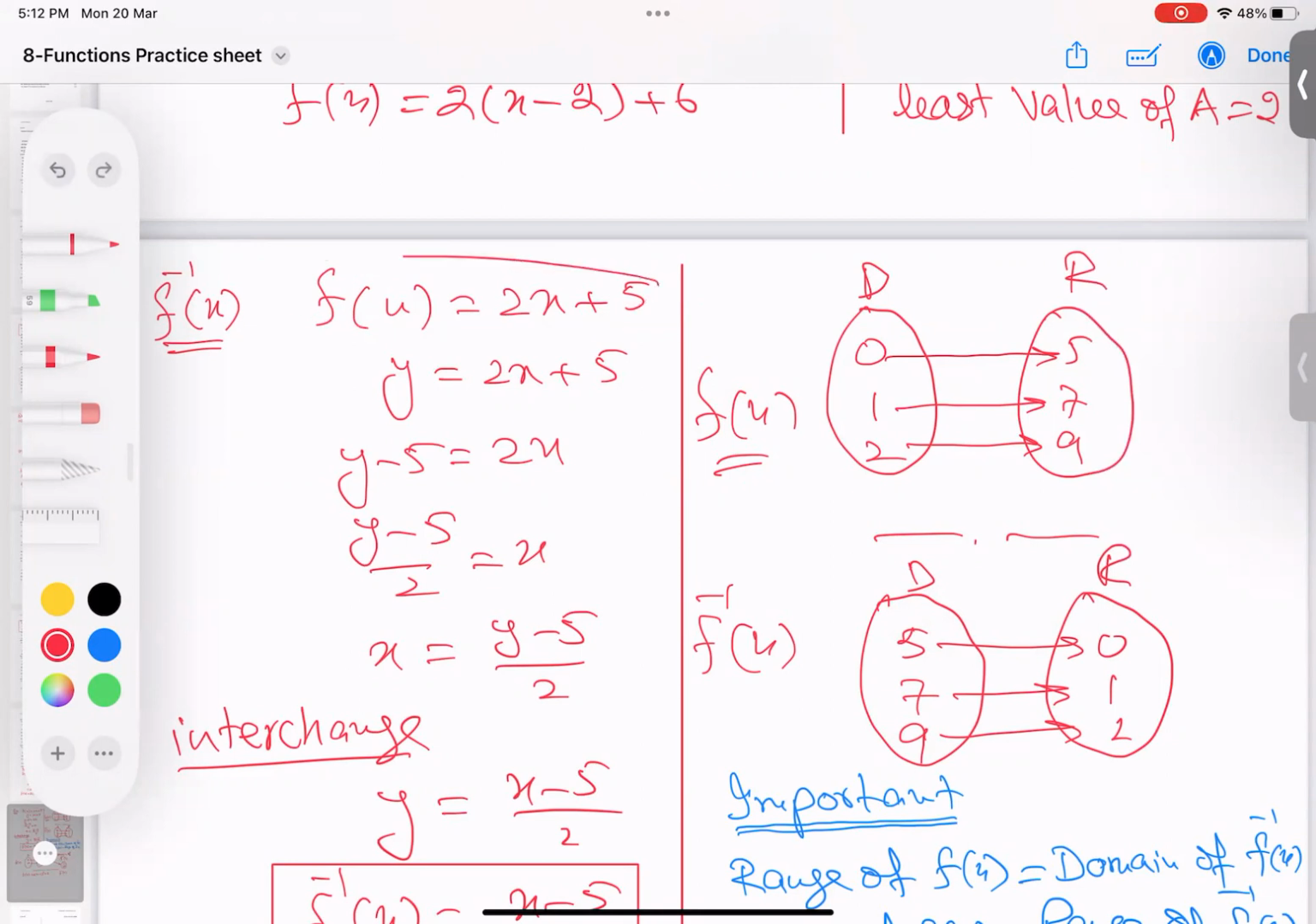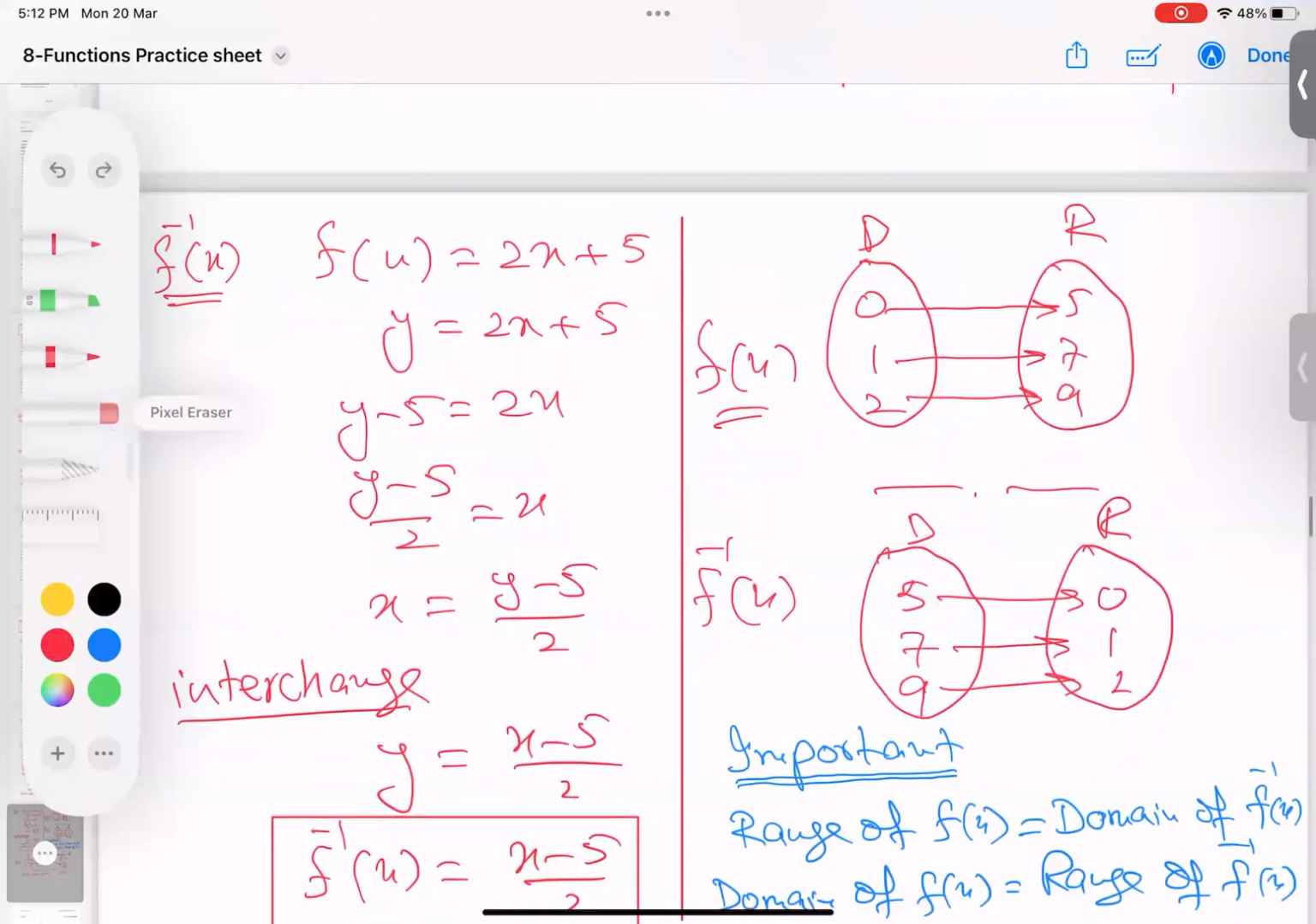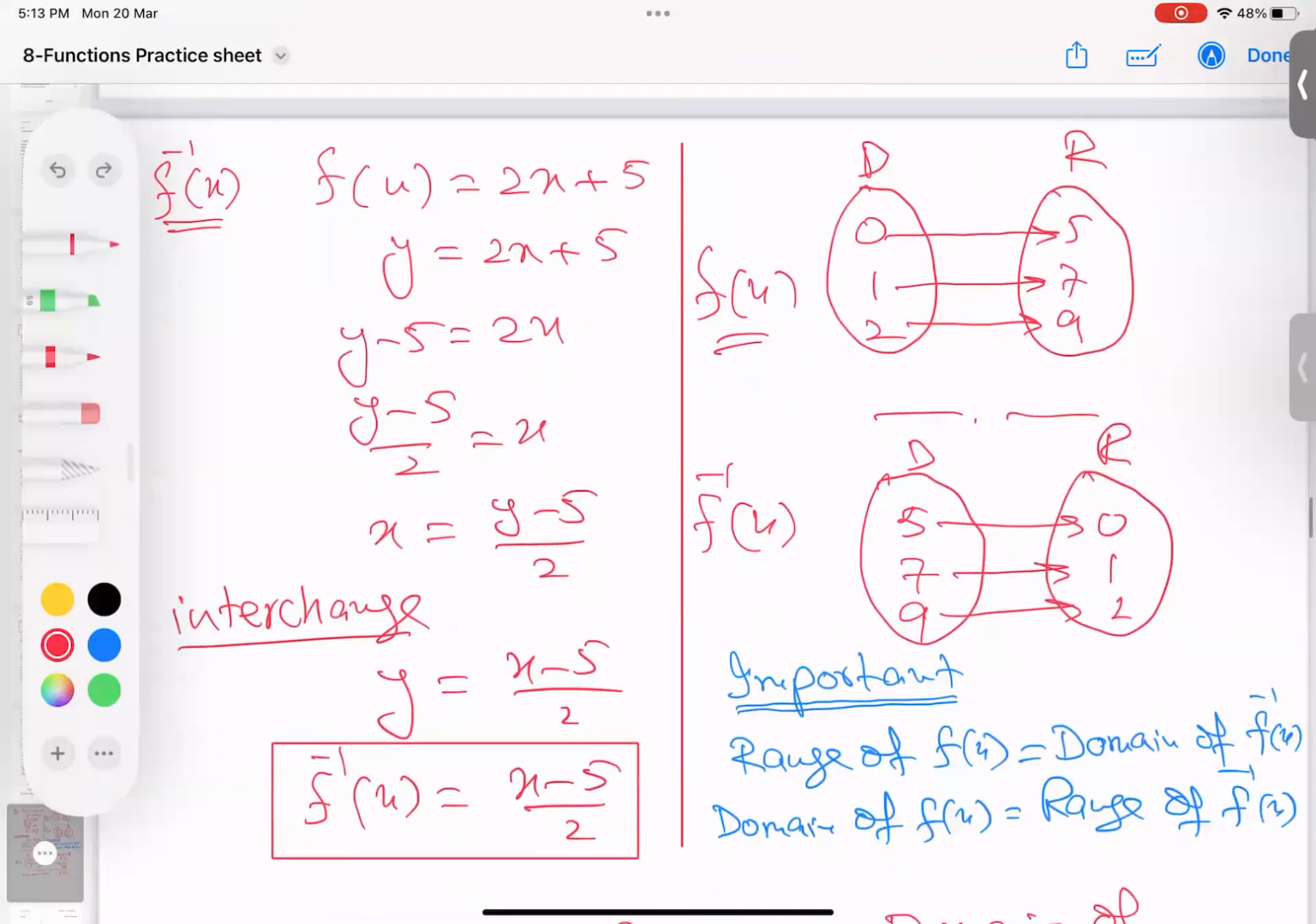So this inverse function, you got an idea. How to find the inverse? This function. First of all, remove the function and write y. One job is clear. Try to make x the subject. So 5 will go there, this 5 will go there, and this -5 and 2 multiply, so 2 divide. You get x alone, interchange, x becomes y and y becomes x, and you got the inverse.